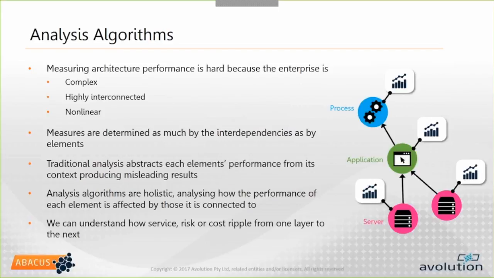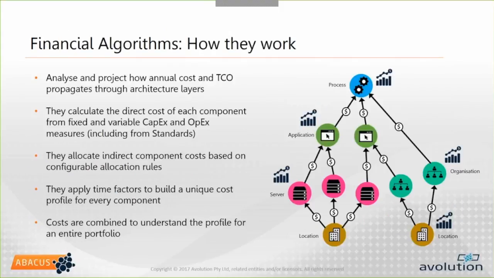So the analysis algorithms work in a more holistic way. Regardless of which element we're looking at, they work by understanding how its performance is affected by those it's connected to. And this is what enables us to understand how things like financial qualities like cost or non-functional qualities like service or risk actually ripple up from one layer of the architecture to another.